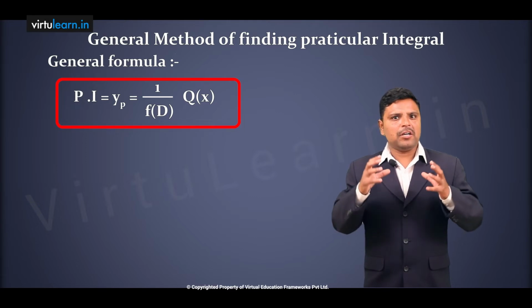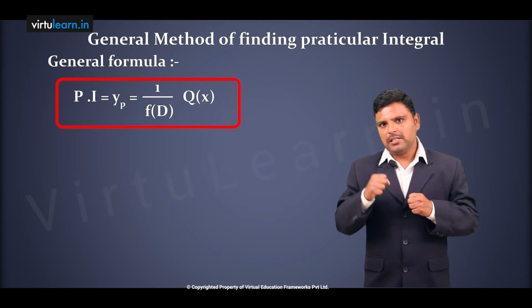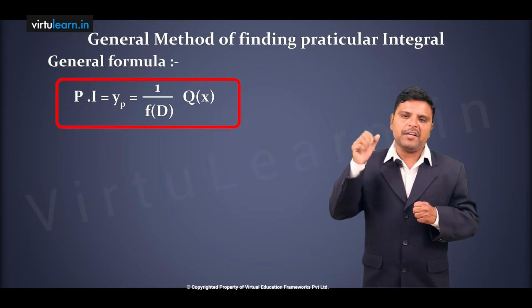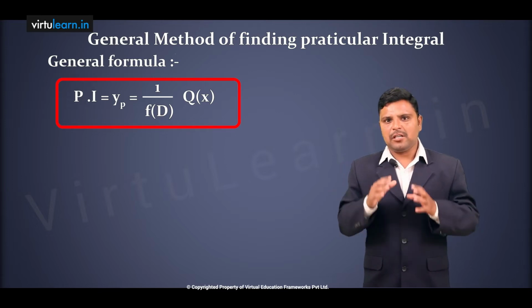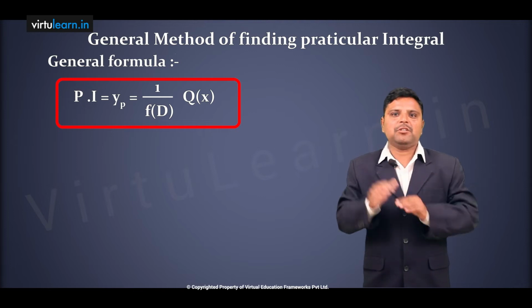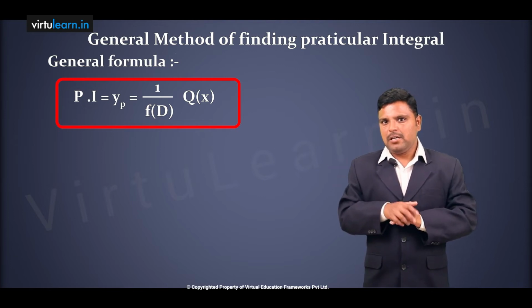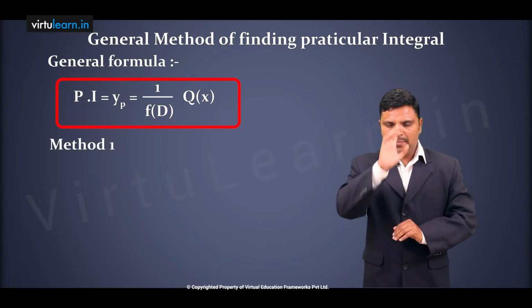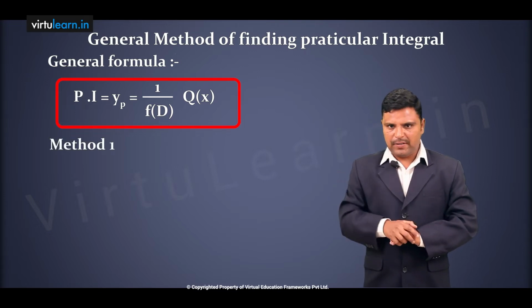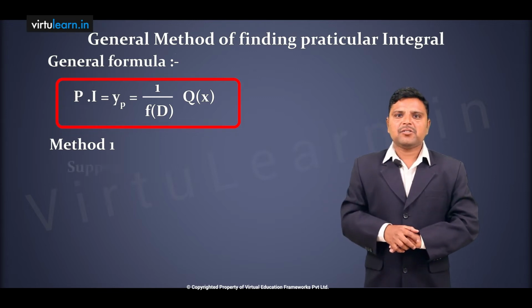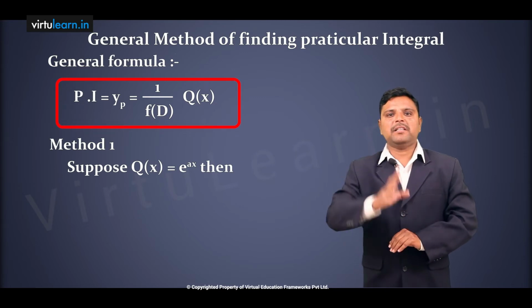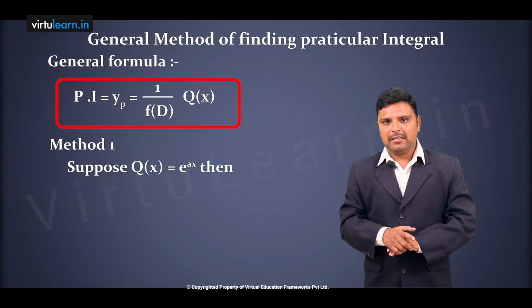Just try to understand the topic, then how to calculate the particular integral, while solving the problems we can understand very easily. And this method is also important. By using this method only we can solve the problem. Now, method 1: the general formula is 1 by f of D into q of x. That is the particular integral formula. In place of q of x, we have e power ax. That is method 1, particular integral.